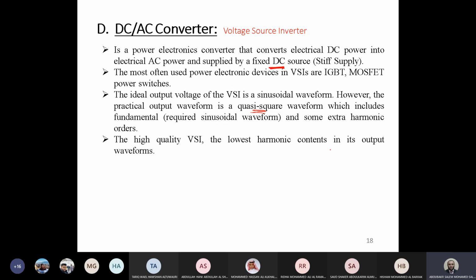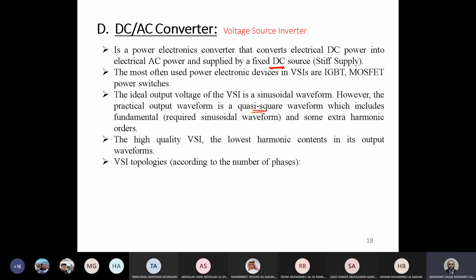So if you have lower harmonic contents, this inverter will be a high quality inverter, and it will also be expensive. In terms of cost, if you have lower harmonic output, the cost will be high because the inverter itself will be made with a definite control technique, which is sometimes complex and also includes internal filters. So the cost of this type of VSI will be expensive.